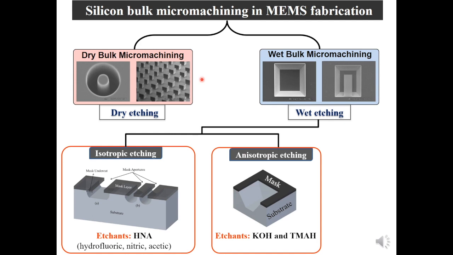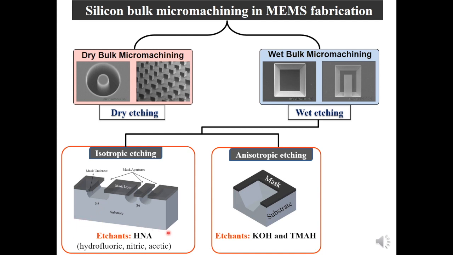Because this research work is focused on wet bulk micromachining, so I will talk more about wet bulk micromachining. So wet bulk micromachining is further divided in two categories: isotropic etching and anisotropic etching. In isotropic etching, the etch rate does not depend upon the crystallographic direction. The common etchant for silicon isotropic etching is the composition of hydrofluoric acid, nitric acid, and acetic acid.